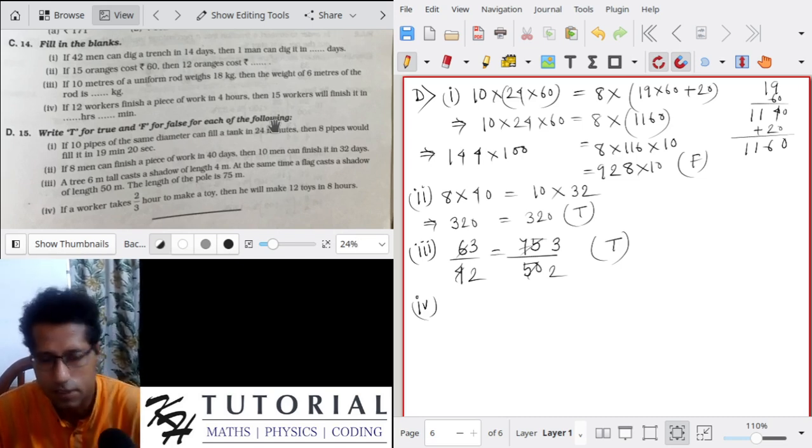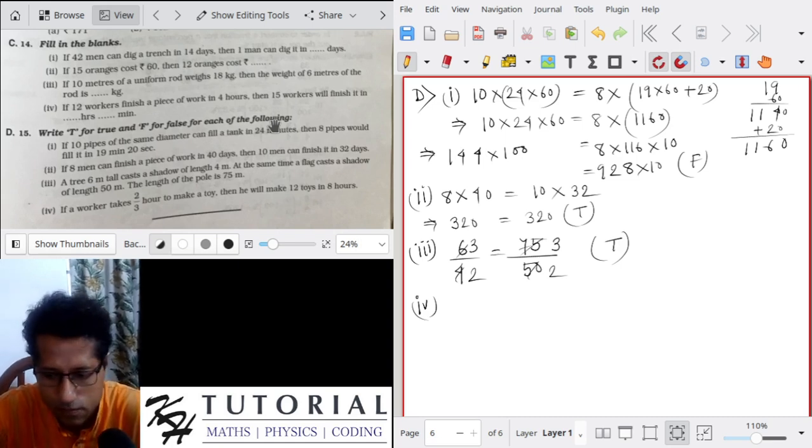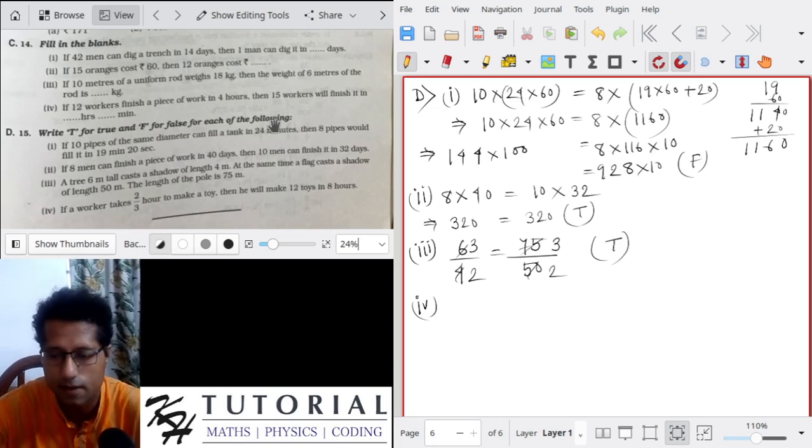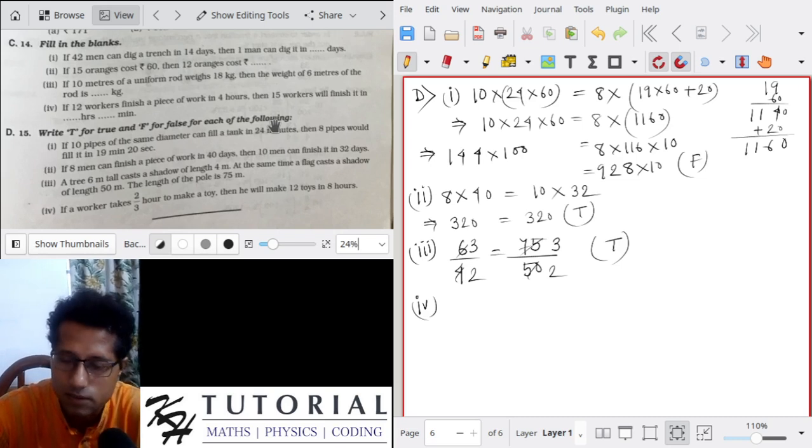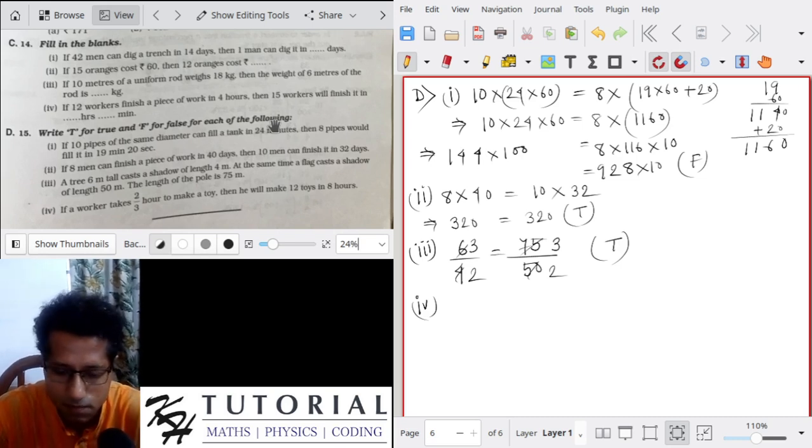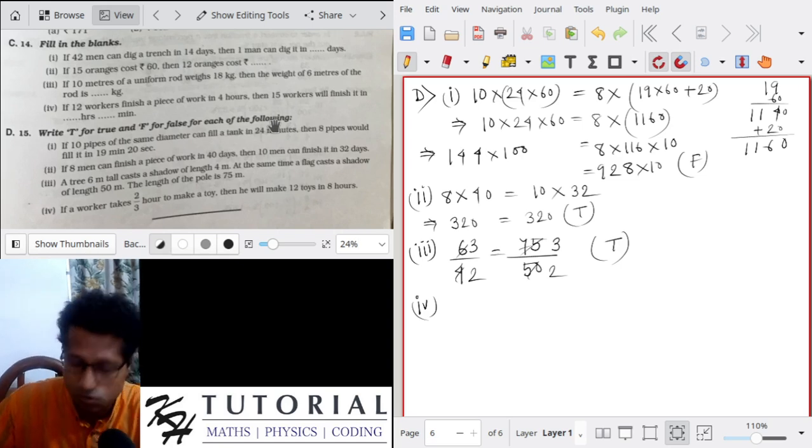So definitely the data concerned, A and B, are: A can be the number of toys, and B the time taken in hours to make those toys. So definitely if the number of toys is more, the time taken will be more. So the quantities A and B vary directly. So the ratio A by B will be constant, where A is the number of toys and B is the time taken to make those toys.